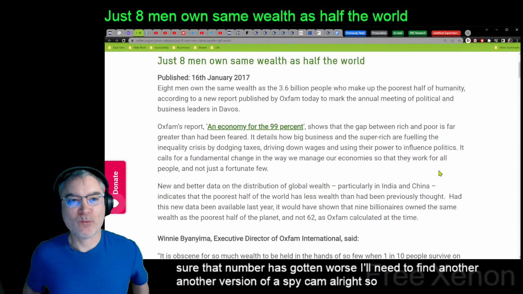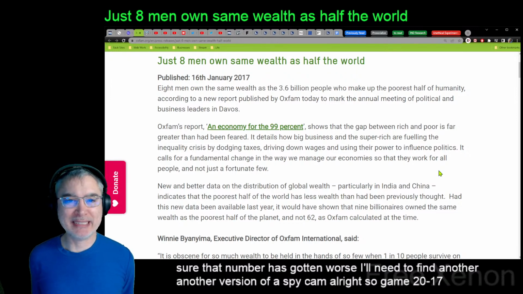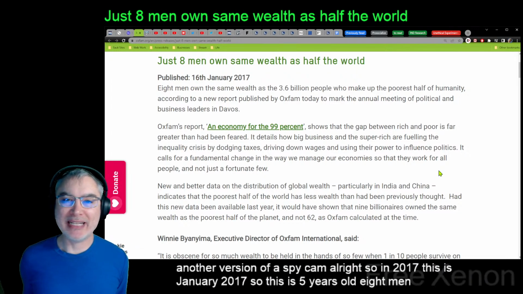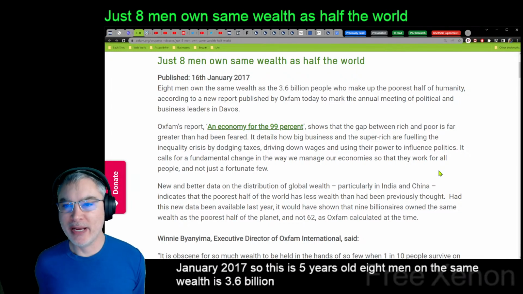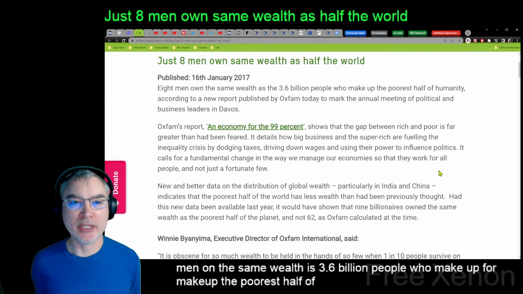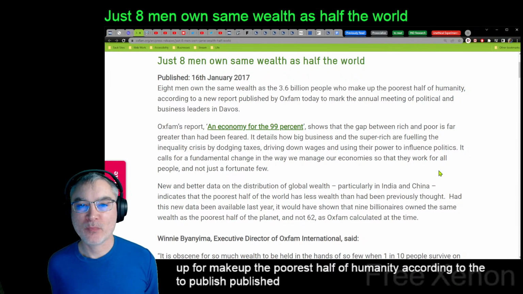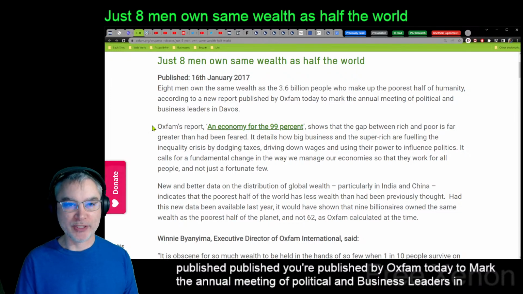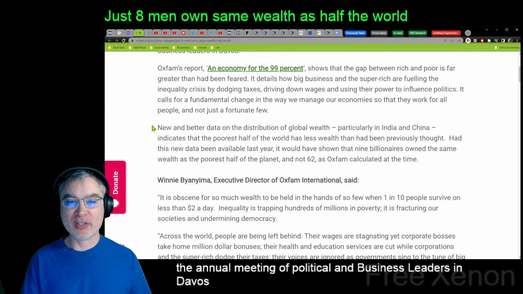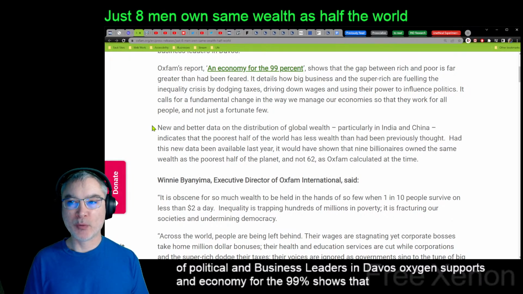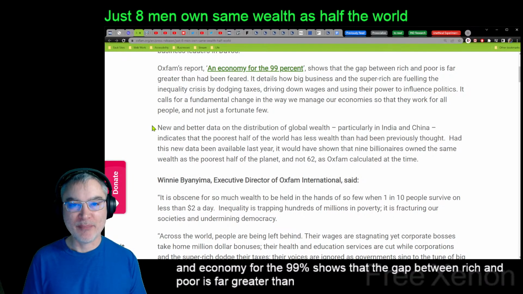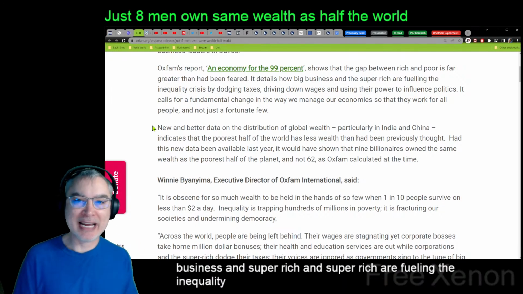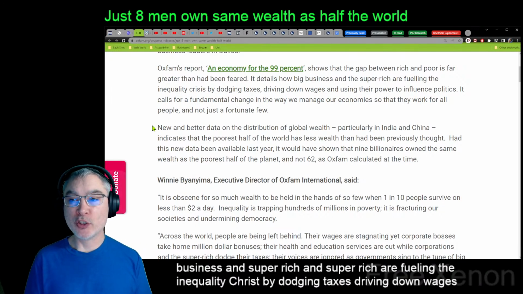All right, so again, this is January 2017, so this is 5 years old. 8 men own the same wealth as 3.6 billion people, who make up the poorest half of humanity, according to the new report published by Oxfam today to mark the annual meeting of political and business leaders in Davos. Oxfam's report, An Economy for the 99%, shows that the gap between rich and poor is far greater than had been feared. It details how big business and the super rich are fueling the inequality crisis by dodging taxes, driving down wages, and using their power to influence politics.